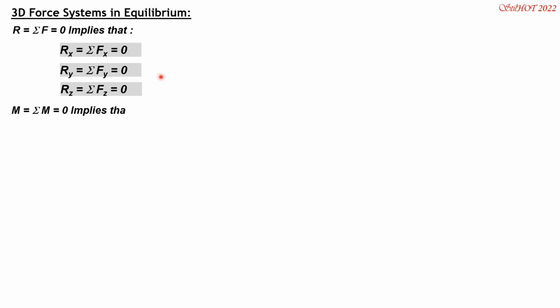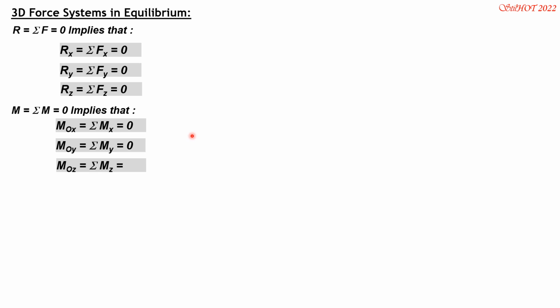For the general case, aside from these three equations, there is another equilibrium equation, summation of moment equals 0. This implies that summation moment about OX, or x-axis, is 0, summation MOY, or summation moment about y-axis, is 0, and MOZ, summation moment along the z-axis, is 0.